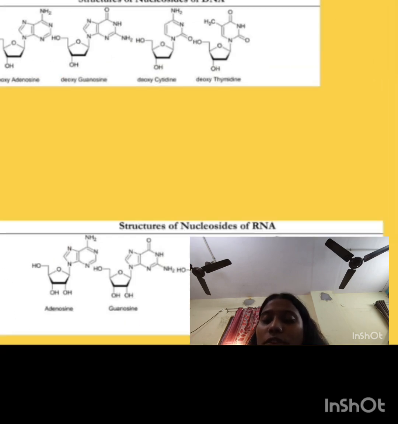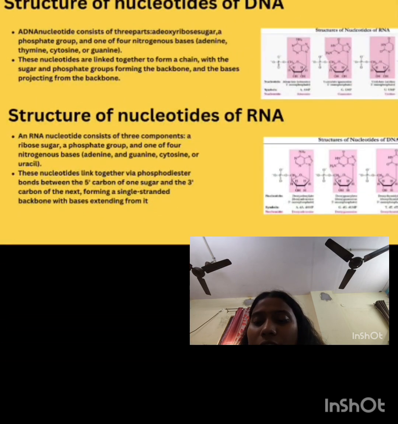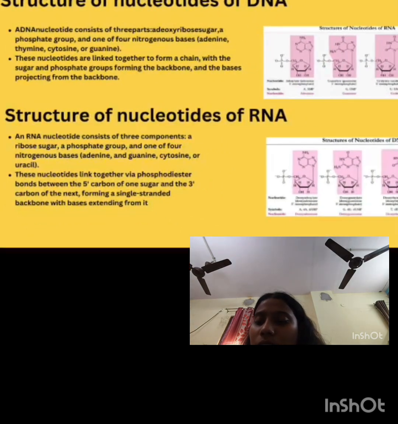Now I'm going to the structure of nucleotide of DNA. A DNA nucleotide consists of three parts: a deoxyribose sugar, a phosphate group, and one of the four nitrogenous bases adenine, guanine, cytosine, and thymine. These nucleotides are linked together to form a chain with the sugar and phosphate groups forming the backbone and the bases projecting from the backbone. This is the structure of the nucleotide of DNA.